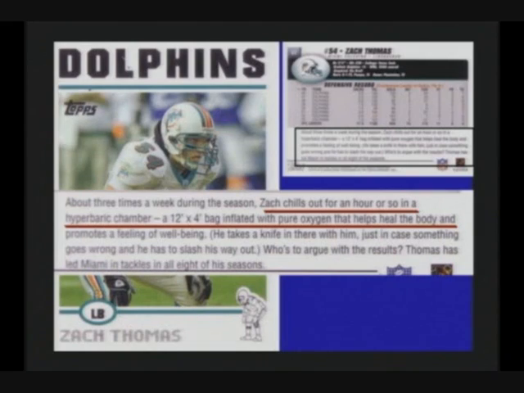Here's Zach, somebody from the Dolphins. It says, about 3 times a week during the season, Zach chills out for an hour or so in a hyperbaric chamber, a 12 by 4 bag inflated with pure oxygen.